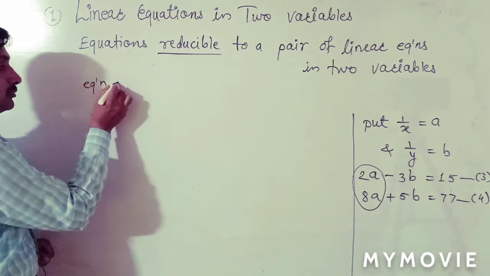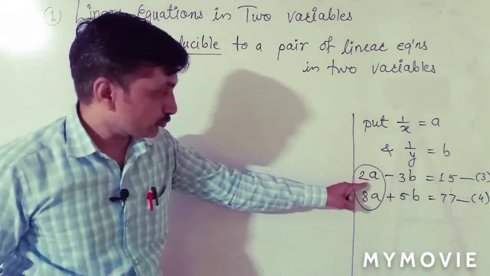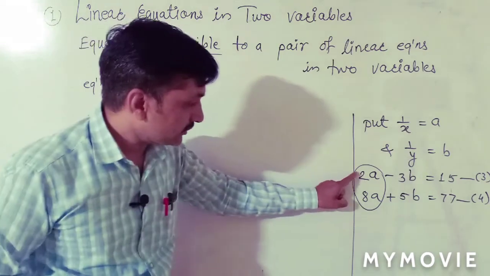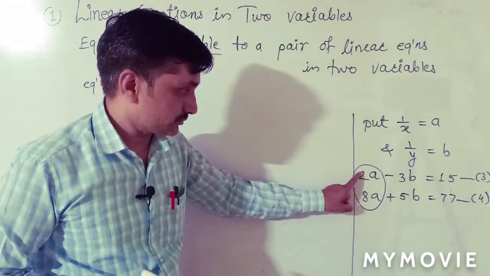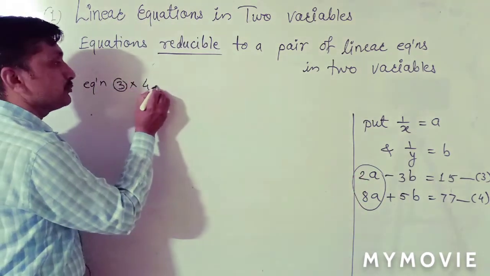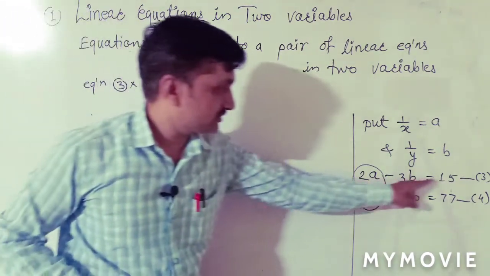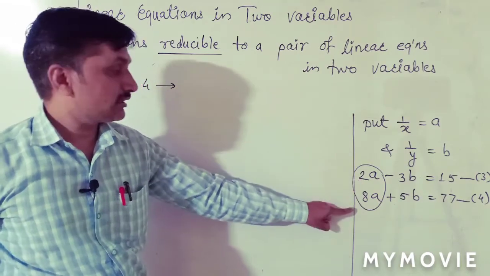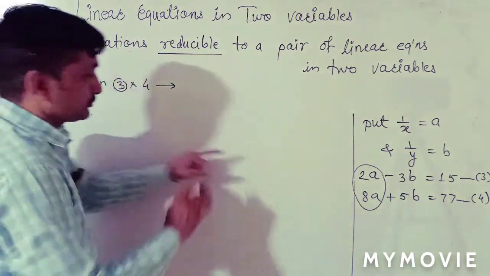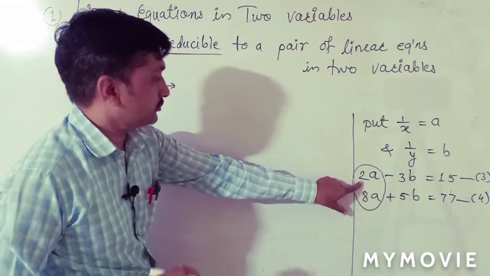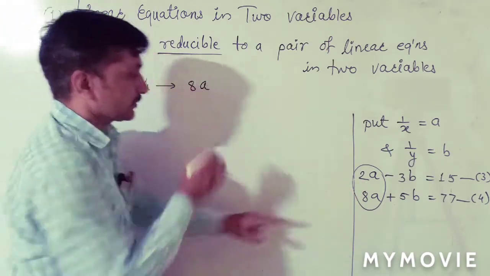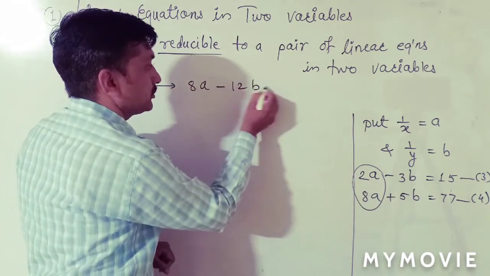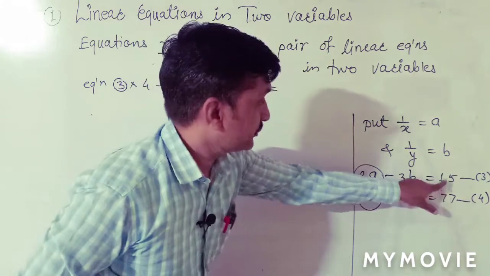Equation 3 multiplied by, we want 8 here, so 4. Equation 3 multiplied by 4. If you multiply equation 3 by 4, we get 8. Now let's multiply by 4. Here 4 2s are 8a, minus 4 3s are 12b, is equal to 15 4s are 60.